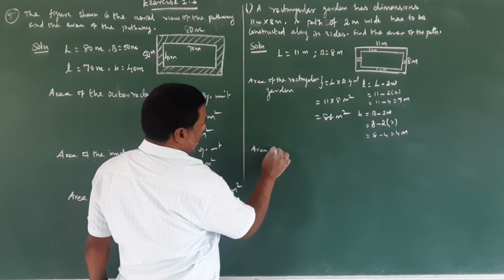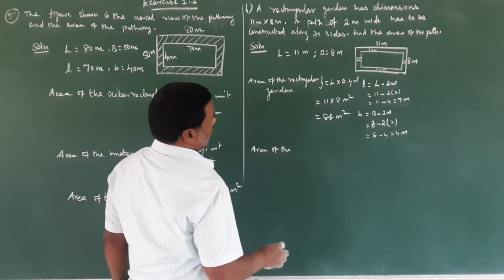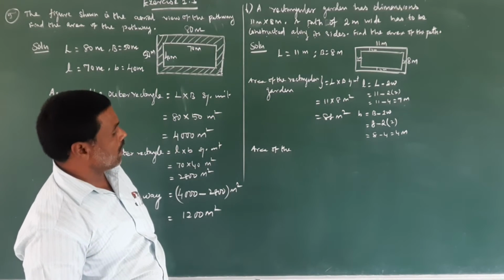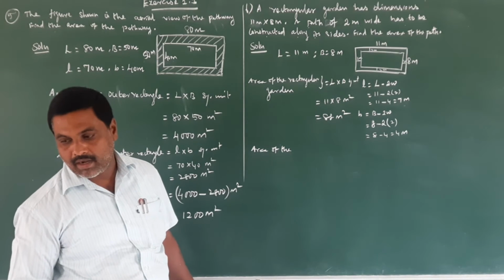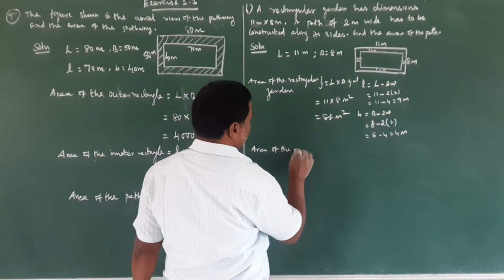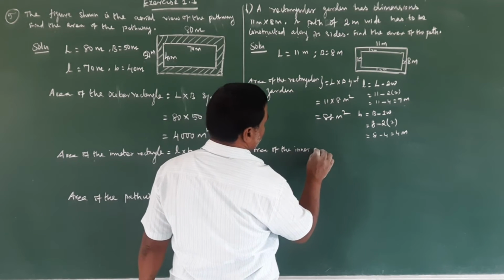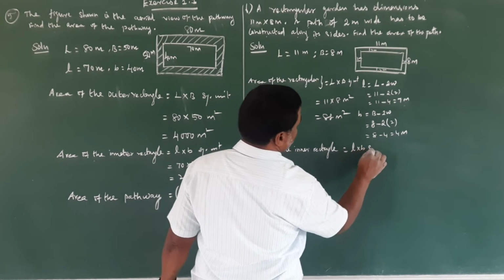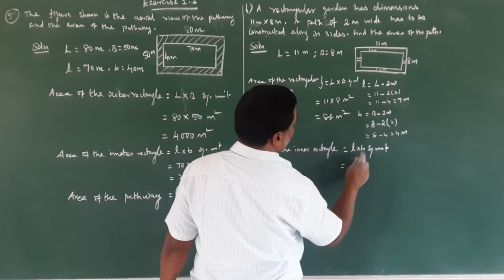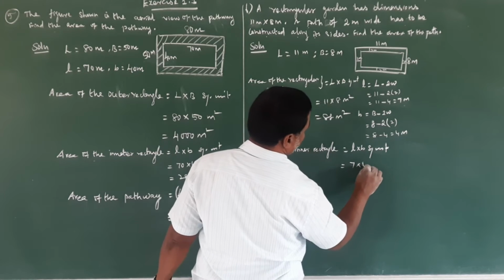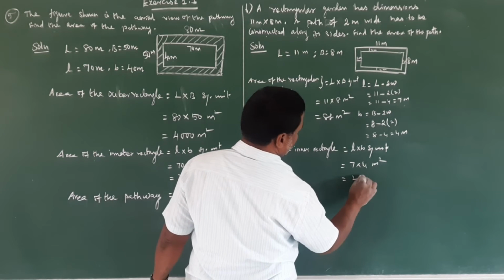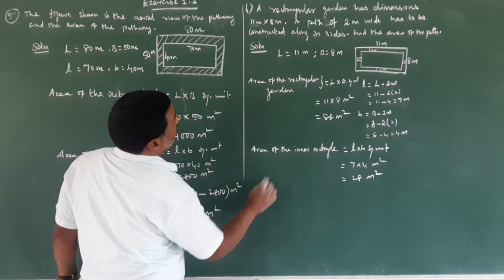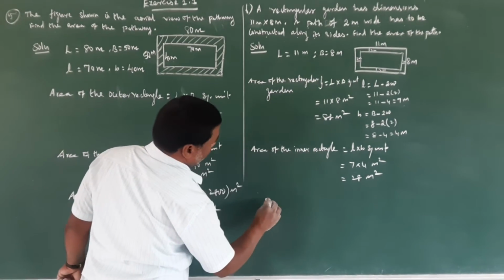Now area of the inner rectangular garden, area of the inner rectangle equal to L into B square unit. Now L 7 meter, B 4 meter. Now 28 meter square. Now final answer, area of the pathway.